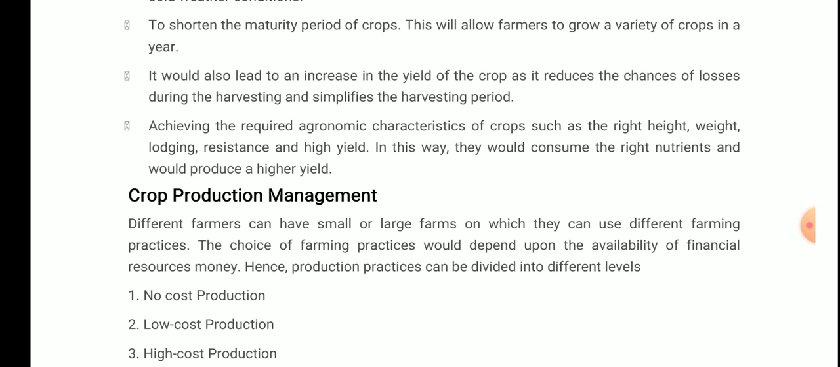As the name suggests, no cost production means you don't invest money but still get favorable outcomes. For example, using old resources, using seeds from the crops that had been grown, and growing parts of the crop, like vegetative propagation. Then there is low cost production, which means you invest a little amount of money and still get a good outcome. And then the next one is high cost production, in which you invest a lot of money.